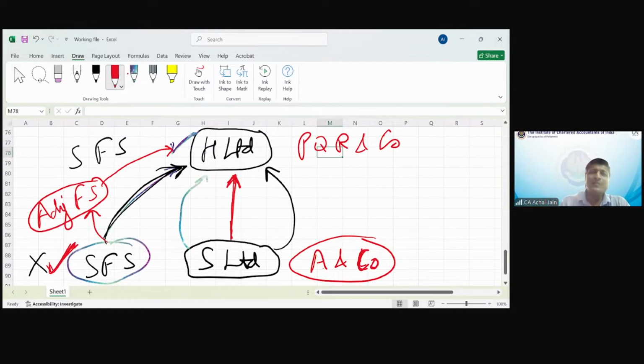So all of these things are agreed between the group. And the same thing will therefore be required to be communicated by the group auditor to the component auditor, as to what is the expectation of the group auditor from the component auditor, because the component auditor will do what the group auditor will require the component auditor to do. Clear? Clear on this?